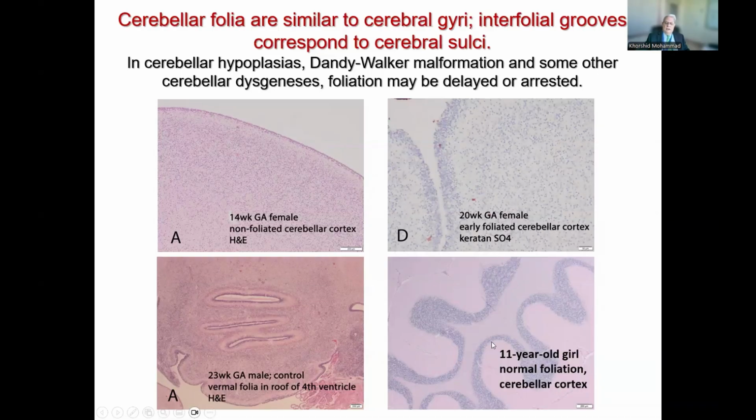And in a mature brain, this is a 14-year-old girl, you can see the normal foliation of the cerebellar cortex. In some cerebellar hypoplasias and Dandy-Walker malformation and some other cerebellar dysgeneses, the foliation may be delayed or even stopped altogether, so that the folia and the interfoliar grooves never form in some of those conditions. Usually they do, but they're delayed in development.